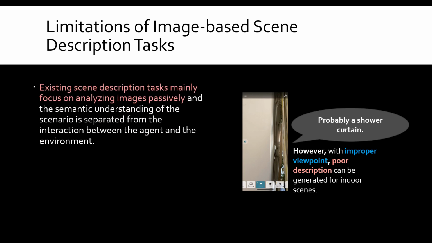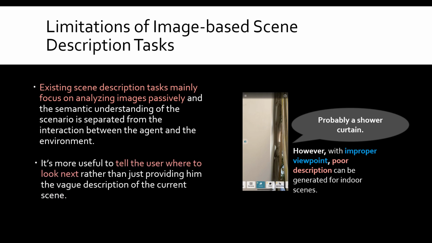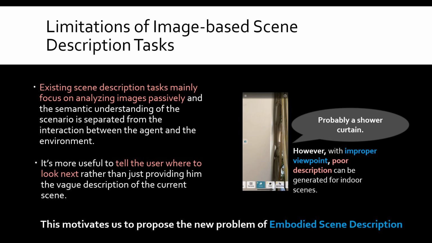The main problem here is that existing scene description tasks mainly focus on analyzing images passively, so the semantic understanding of the scenario is separated from the interaction between the agent and the environment. When the camera is facing a corner of the room, it's more useful to tell the user where to look next rather than just providing him the vague description of the current scene. This motivates us to propose a new problem of embodied scene description.